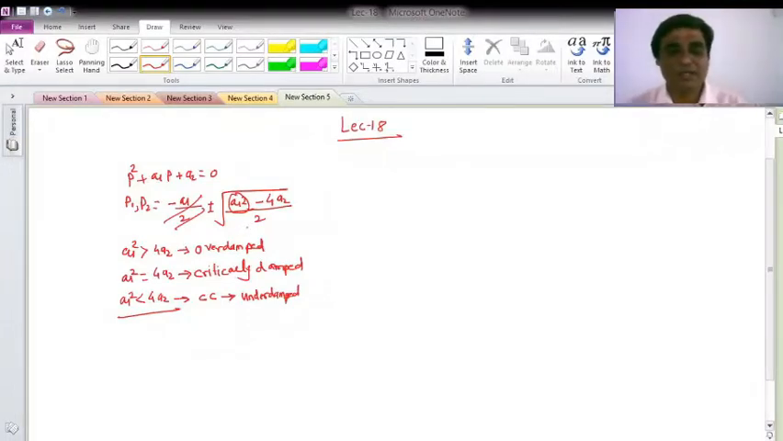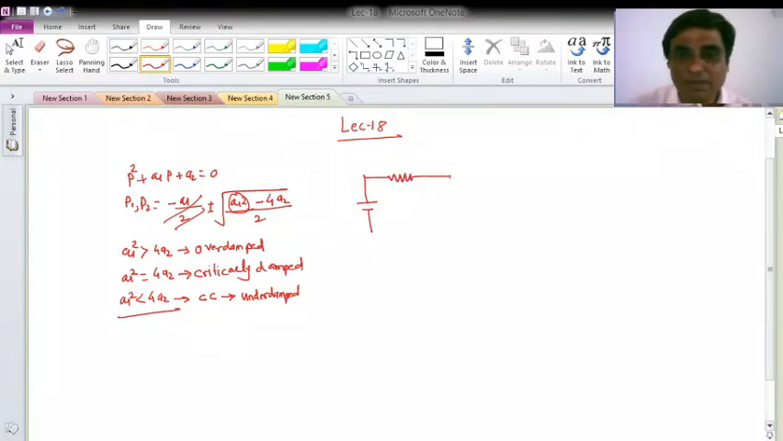For that, let me take one circuit which looks like this. There is E. We have already seen this example when we determined the initial and final conditions for different circuits using physical inspection. Now we'll try to solve it using the differential approach, and there is a capacitor connected here.